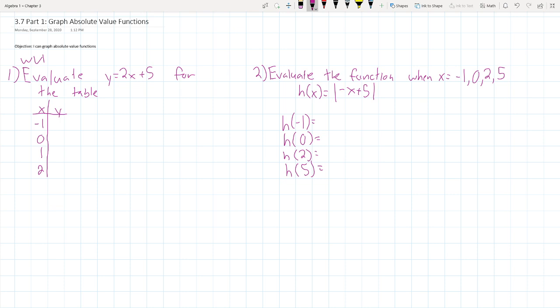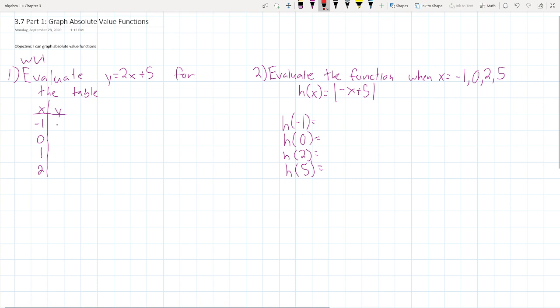For the warm-up today, we have two questions for you, and they're kind of a multi-part question, really. The first one asks us to evaluate y equals 2x plus 5 for the table, and it has a table going -1, 0, 1, and 2. And you're supposed to find the y values for that. Number 2 asks us to evaluate the function when x equals -1, 0, 2, and 5, and the function is h of x equals the absolute value of -x plus 5. So if you have not at this point in time completed those, go ahead and pause. We will be continuing on though.